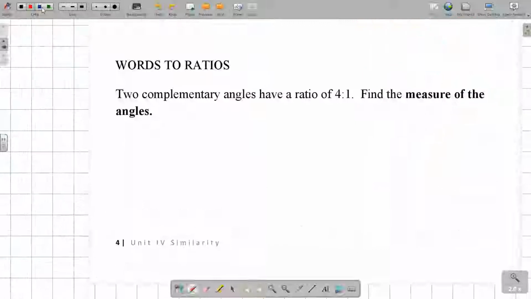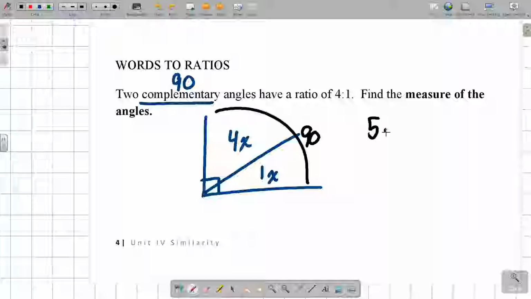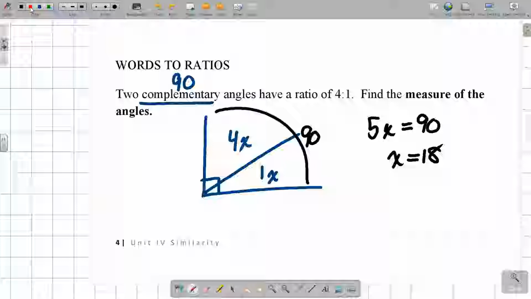Down here, 2 complementary angles. This time, they add up to 90. And this is 4 of something and 1 of something. That was 5x equals 90. You should have gotten one angle equaling 18 degrees. Therefore, the other angle is 72. Halfway there.